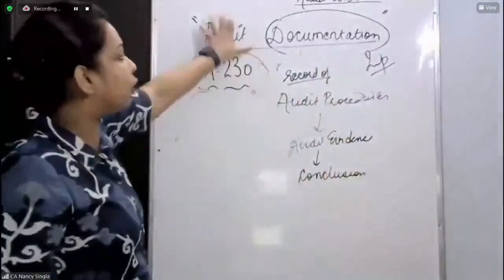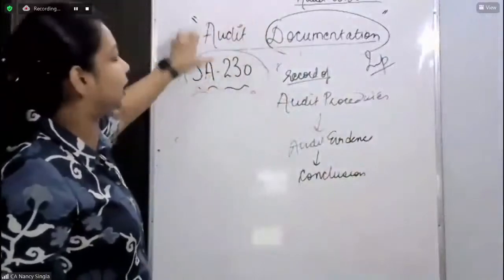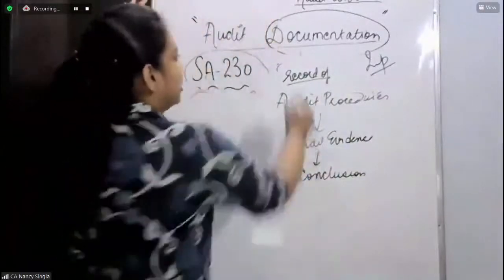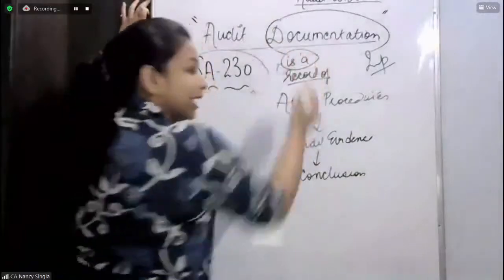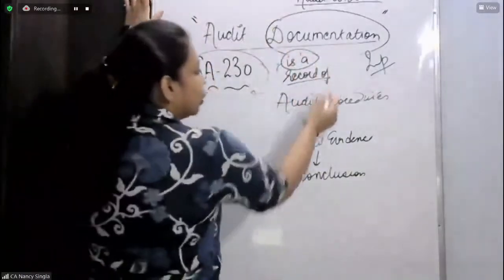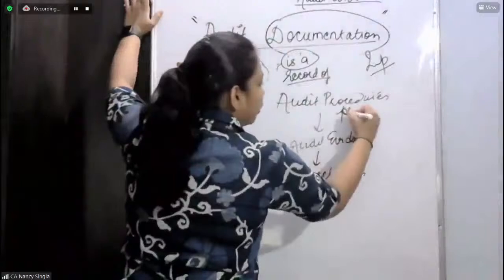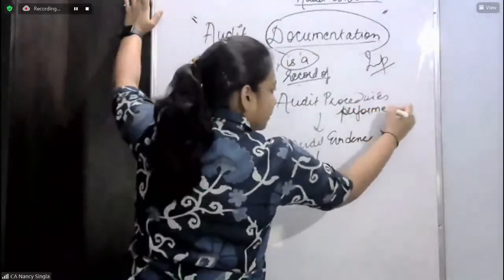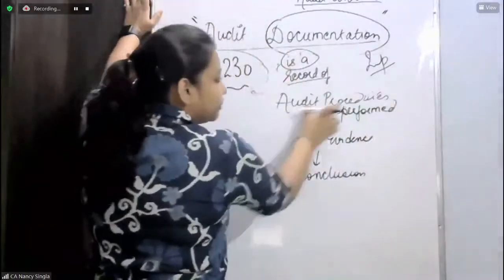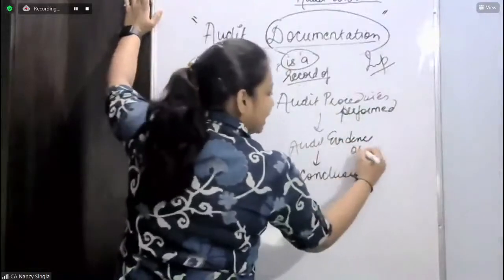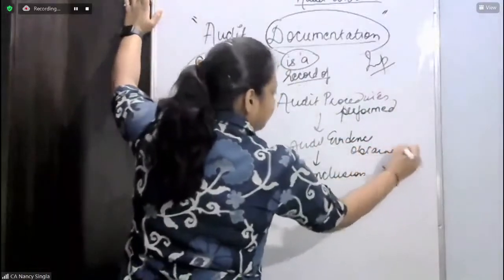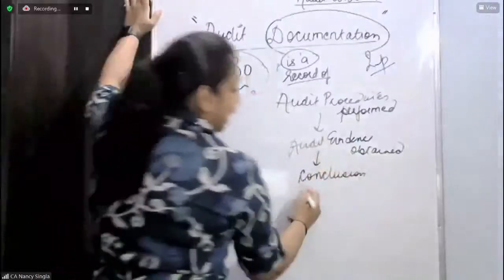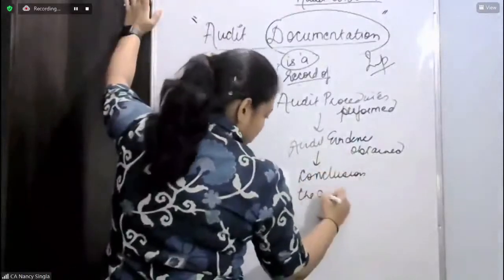But how to write audit documentation as per SA 230? Audit documentation is, these are the connecting words now: record of audit procedures, and I told you audit procedures are always performed. So, record of audit procedures performed. Audit evidence is always what? Obtained. So, audit evidence obtained and conclusions the auditor reached.